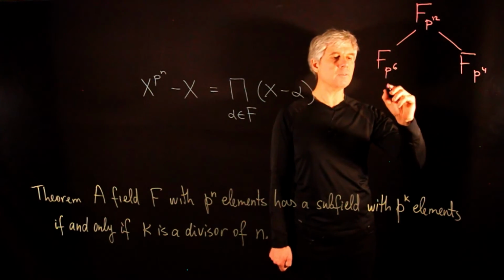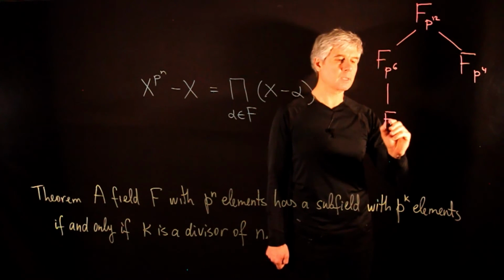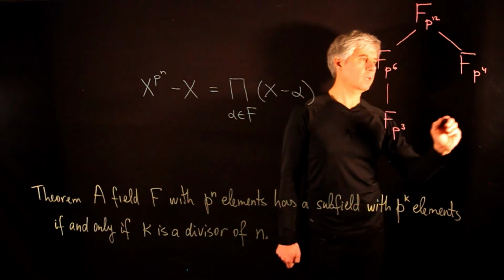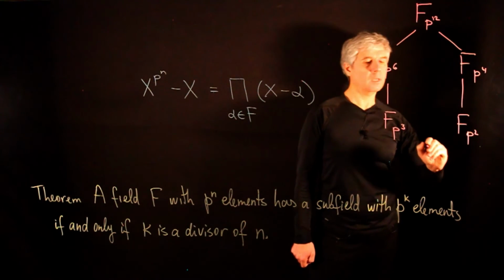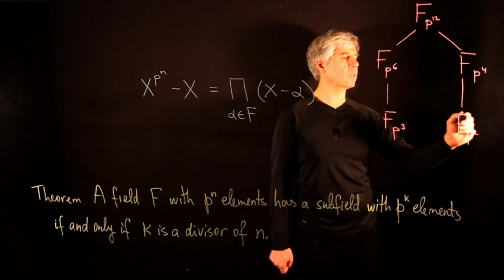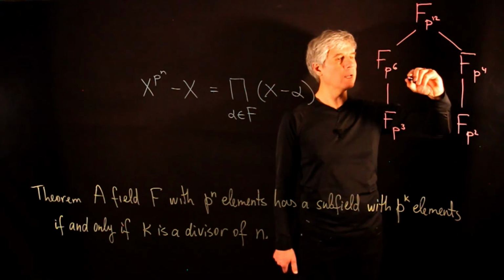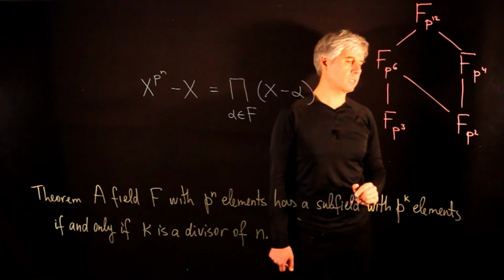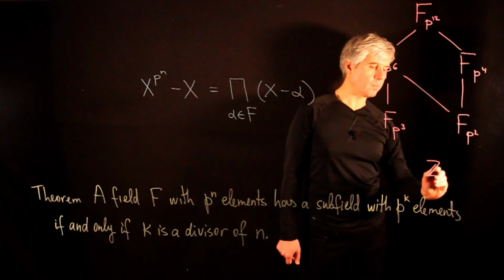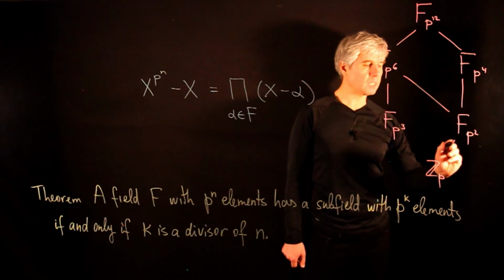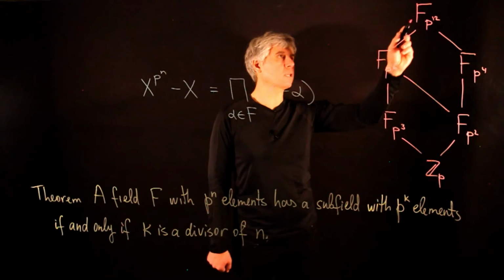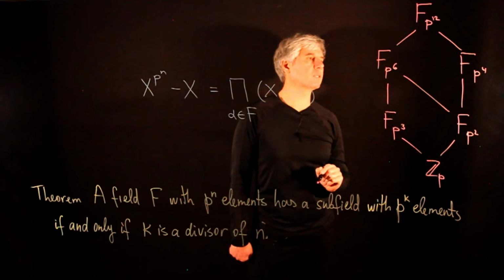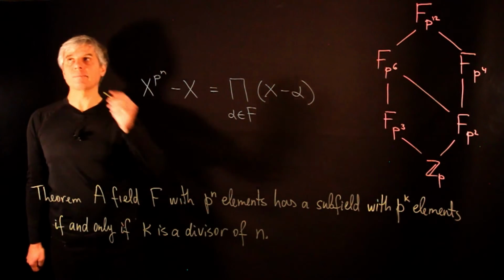Then inside these fields we have F p cubed and F p squared. And F p squared is contained in both F p to the power 4 and F p to the power 6. And finally, at the bottom, we have the primary subfield Zp. This is the structure of subfields in a field with p to the power 12 elements. Let us prove this theorem.